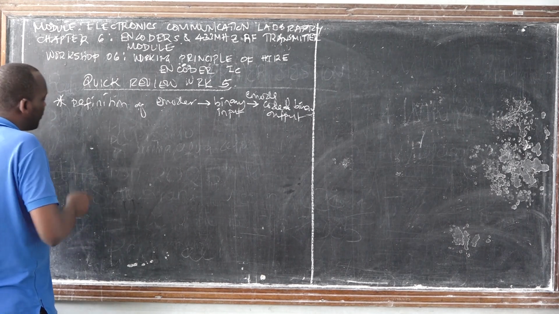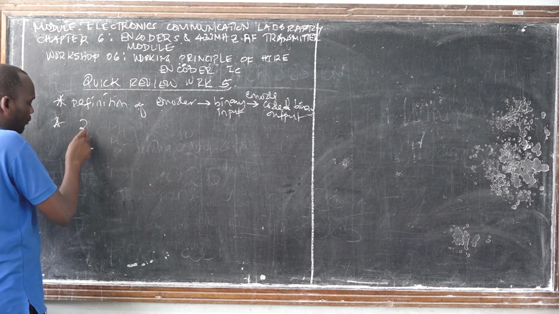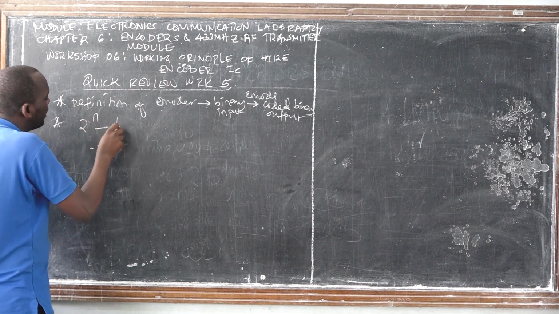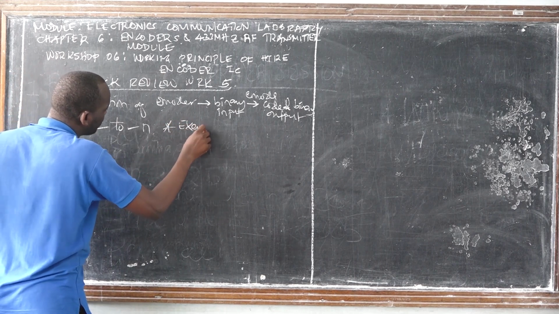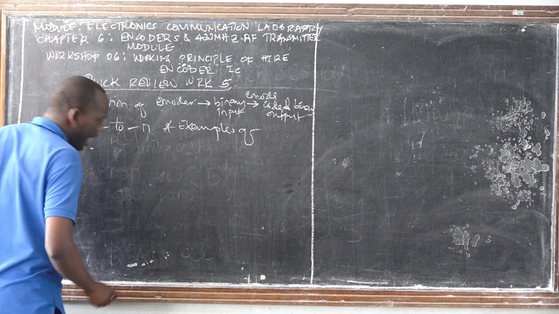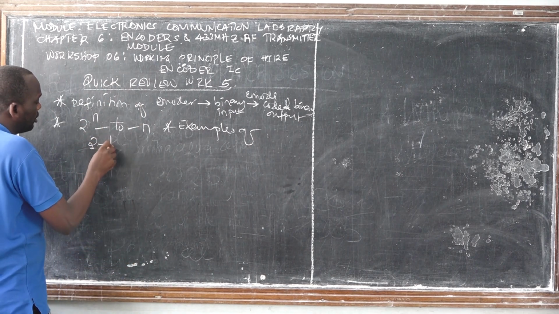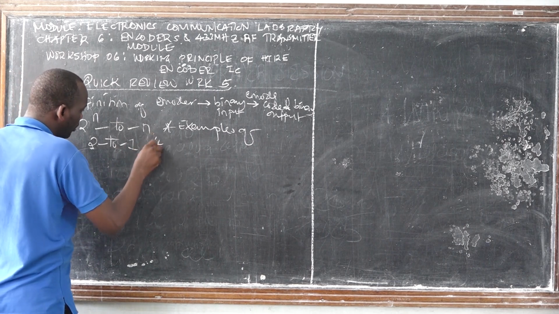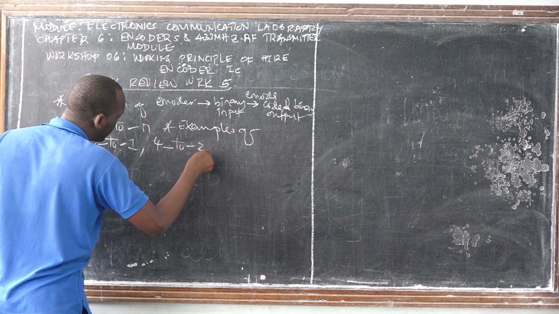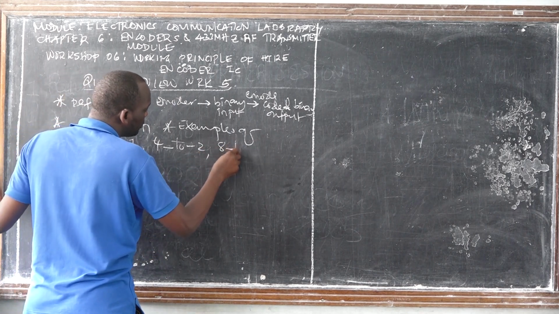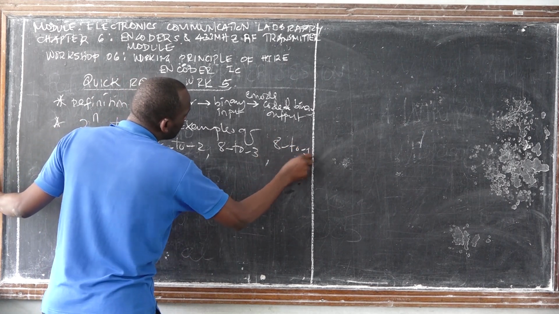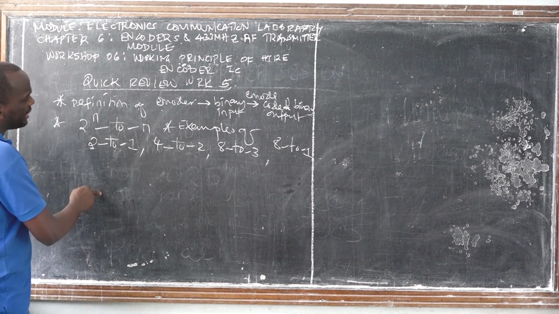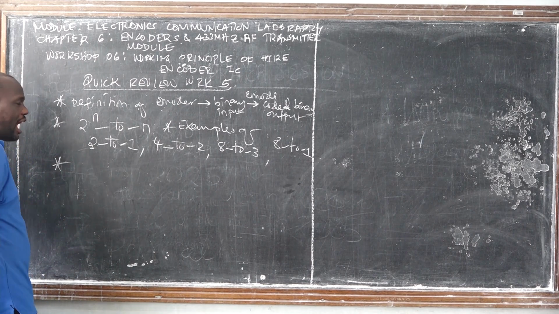So we discussed the two definitions, and I told you the formula that you use for the encoder, which is 2^n. After that, we discussed some examples of encoders: the 2 to 1 encoder, also the 4 to 2 encoder, also the 8 to 3 encoder. So those are the examples, and this is the general formula.